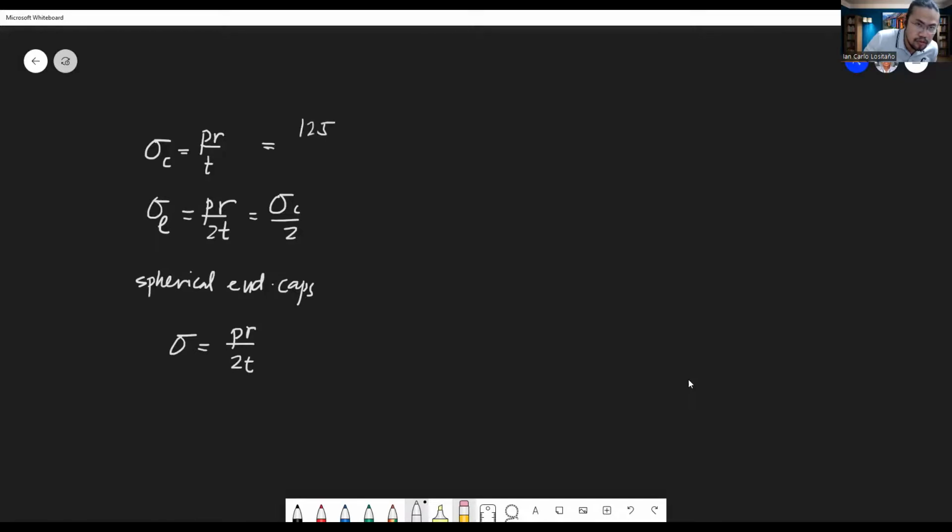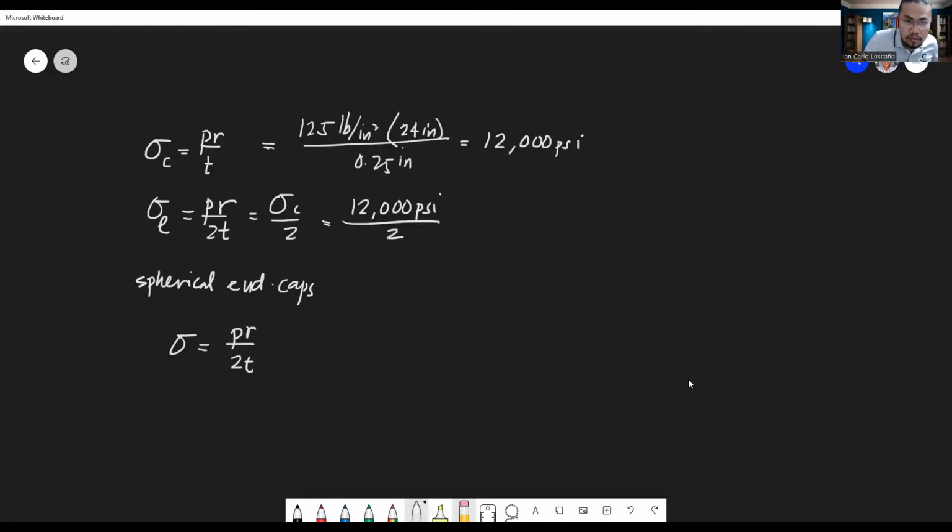So it's going to be 125 pounds per inch, times 125 psi, times 24 inches, and you have the thickness at 0.25 inches. Solving this, we get 12,000 psi. That's the circumferential stress. And we have this 12,000 psi over 2, we get 6,000 psi.